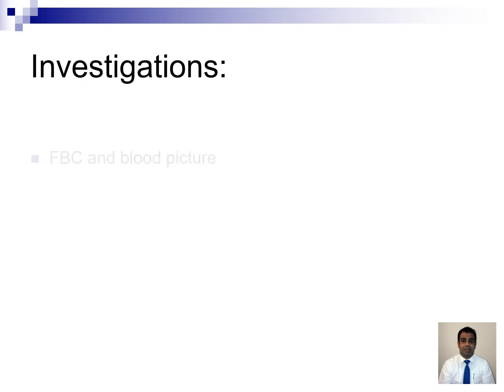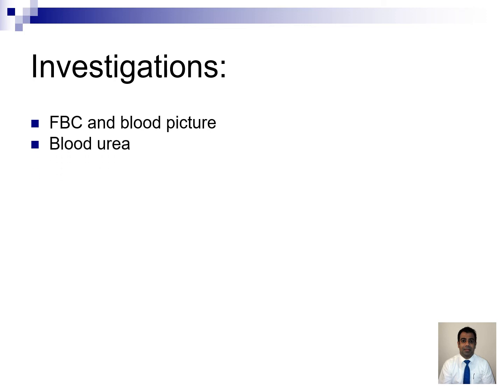So what are the investigations you do in these patients? A full blood count and a blood picture would denote anemia, the anemia of chronic kidney disease. We'll discuss this later. The blood urea will obviously be elevated. Serum creatinine will be elevated. Serum electrolytes: you can get hyperkalemia in patients with CKD, but that usually occurs in the later stages of chronic kidney disease, as opposed to acute renal failure, where it can be an early feature.